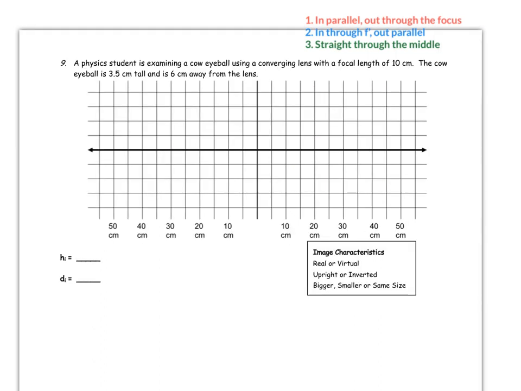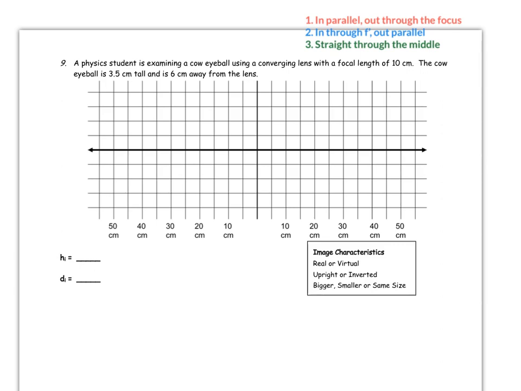All right, for this next one, we have a student examining a cow eyeball using a converging lens. If you think this is kind of a weird problem, we did actually used to do cow eyeball dissections, and that's the reason for this problem. We obviously don't anymore, but I don't just pick random things.